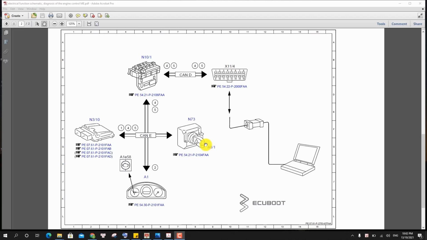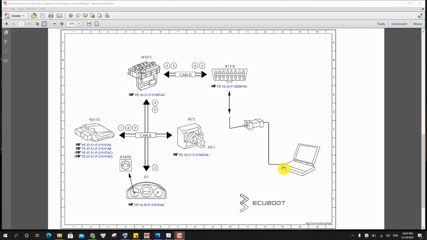Before fixing our problem, let's take a look at the communication wiring schematic of this GLK. As we know, there's a fault in communications of this ECM, which is N3/10. This ECM has two separate CANs, CAN E and CAN C. CAN C is used for the fuel pump, transmission and gear shifter, and CAN E is used for diagnosis.